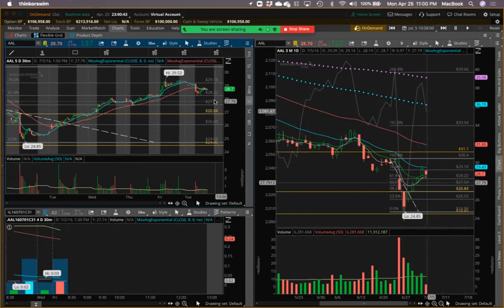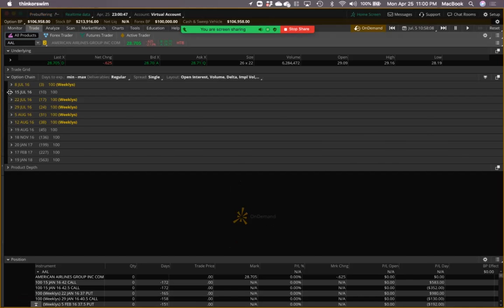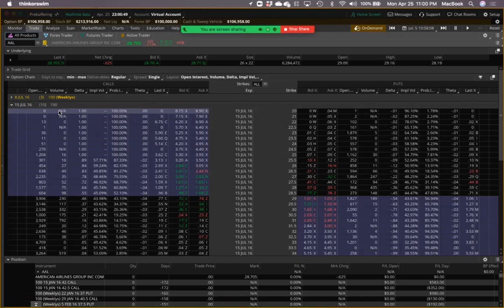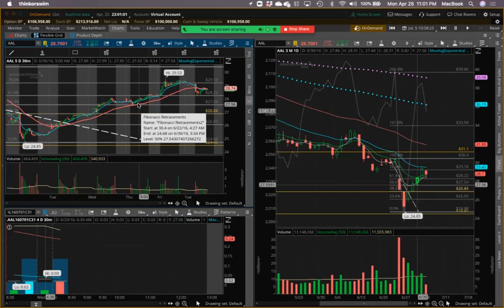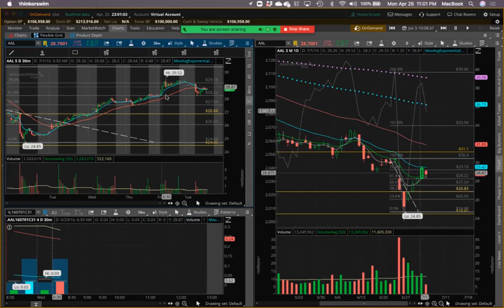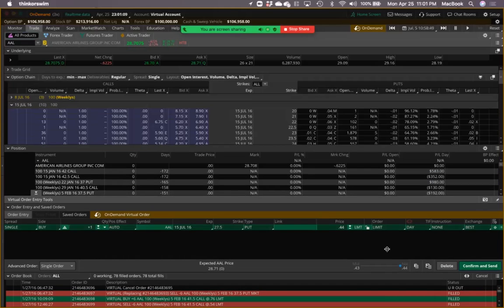So let's go to the option chain. And again, we're picking the next Friday, and my target was pretty much 27.50, and that one's selling at 44 cents. Again, we're looking at this spot here, 27.50 as the target. Back to the option chain. So we're going to go 27.50.